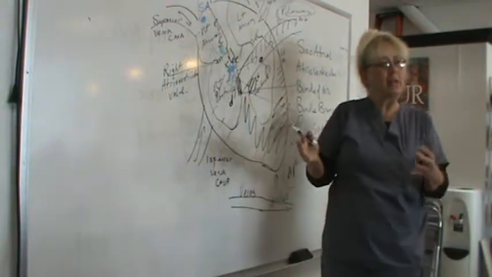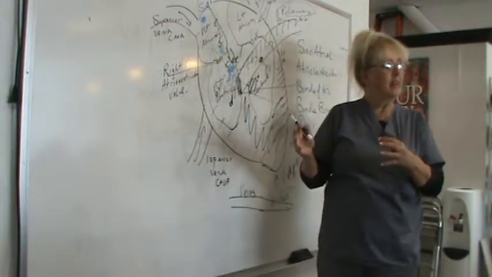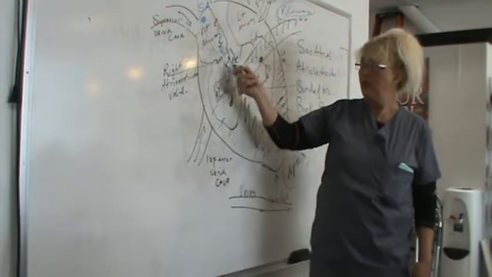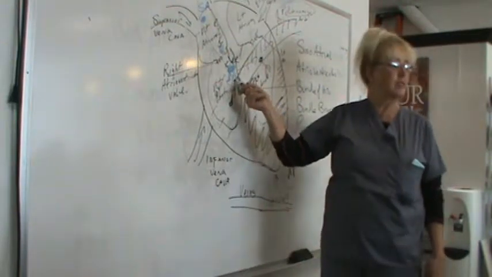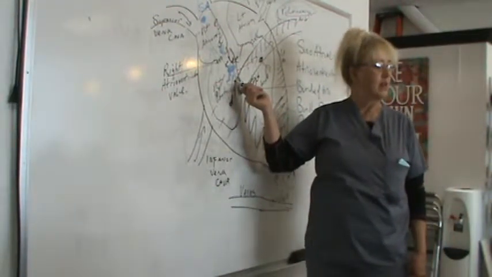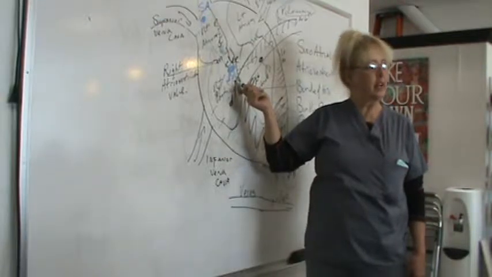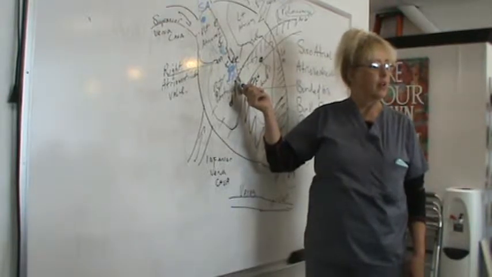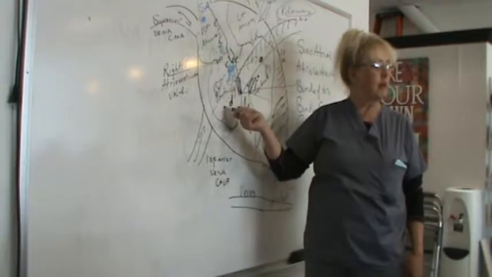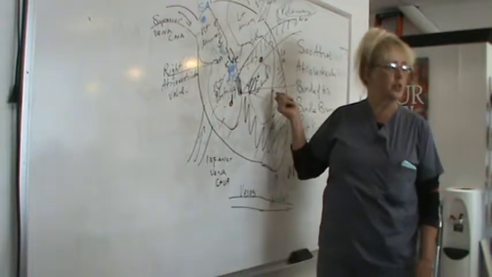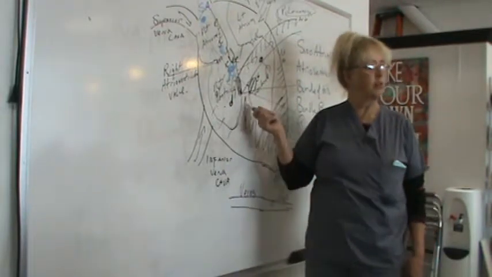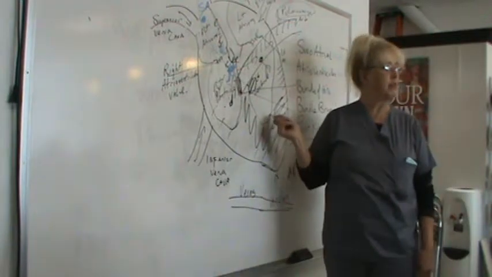Maybe he catches it, but he throws it to somebody on first base. First base would be the bundle of His. Then the guy at first base is going to throw it to maybe second base or third base, the bundle branches. And the bundle branches are going to throw it to the outfielder, which is the Purkinje fibers of baseball.